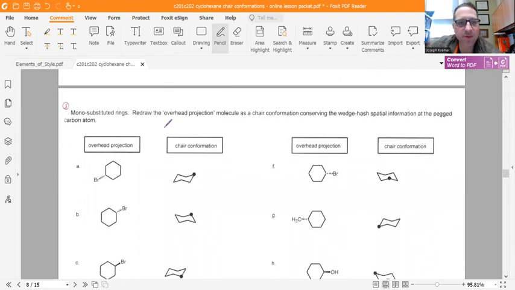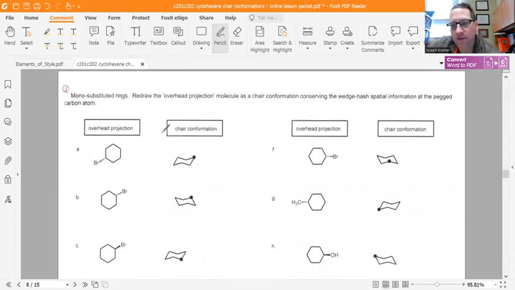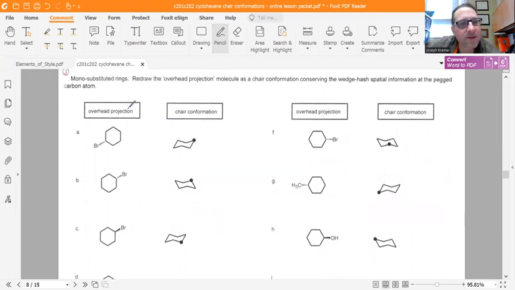And on the next page, please. I was about to say checking for questions, but I'm teaching on. All right, so monosubstituted rings: redraw the overhead projection as a chair conformation, conserving the wedge-hash spatial information. So recall, wedge is up, hash is down.